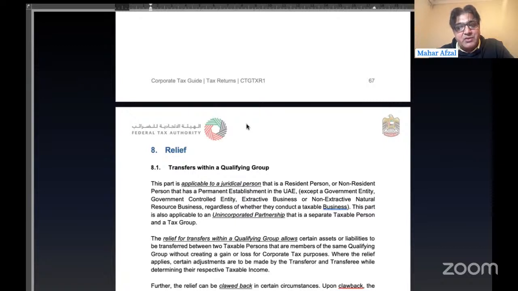Again, you need to look into this. Are you crossing the threshold of 50 million or not? If you are crossing the threshold of 50 million, then audit is compulsory. If the overall group is not crossing the threshold of 50 million, then audit is not compulsory.